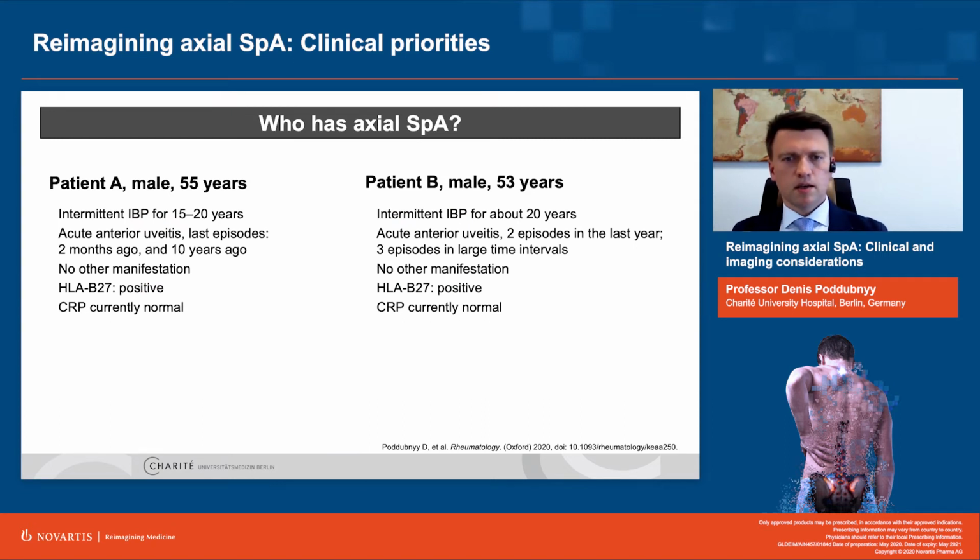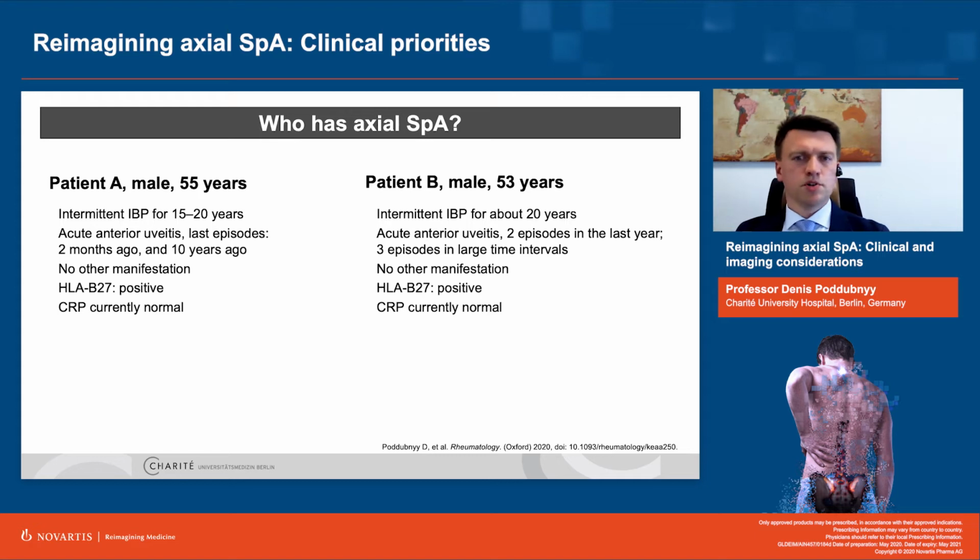Just two examples on how to apply this concept. These are two patients with very similar profiles. Patient on the left is a patient with intermittent inflammatory back pain for 15 to 20 years with acute anterior uveitis, with last episode 2 months ago and another one 10 years ago. No other manifestations. HLA-B27 is positive and CRP is currently normal.